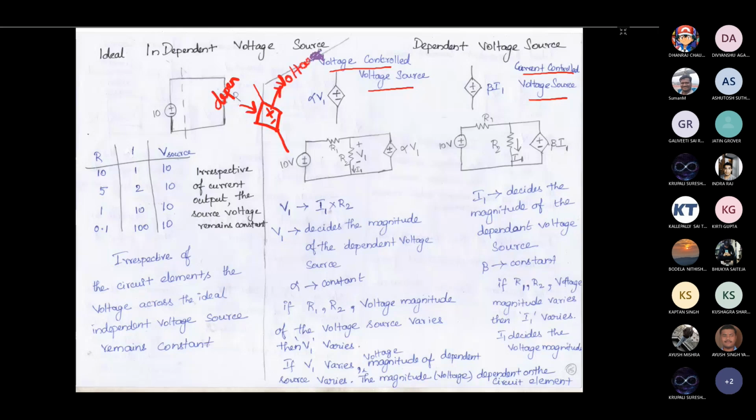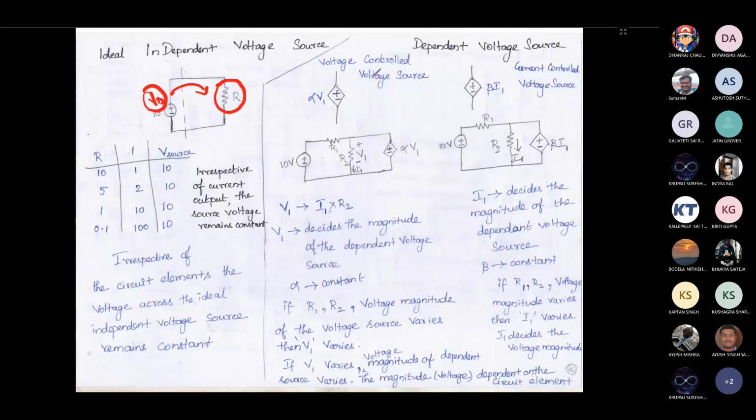Then why are they saying voltage controlled voltage source and current controlled voltage source? You can see this parameter alpha into V1, beta into I1. In the earlier case, when we talked about the independent voltage source, let's consider that this is Vs. We said that the voltage Vs is never dependent on any external element. That's why we said it is an independent voltage source.